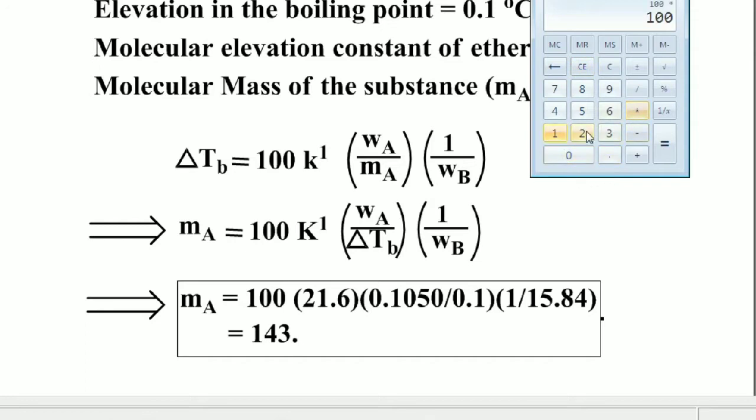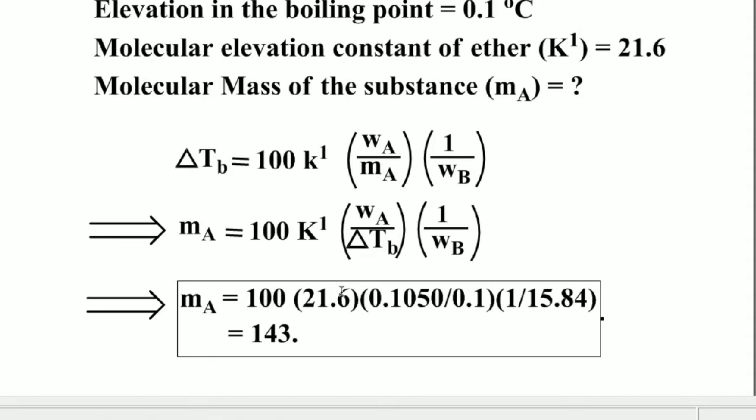1000 into 21.6, that equals 21600 into 0.1050, that equals 2268 divided by 0.1, that equals 22680 divided by 15.84. Now we get 1431.818. Therefore 143.181 is the molecular mass of the substance.